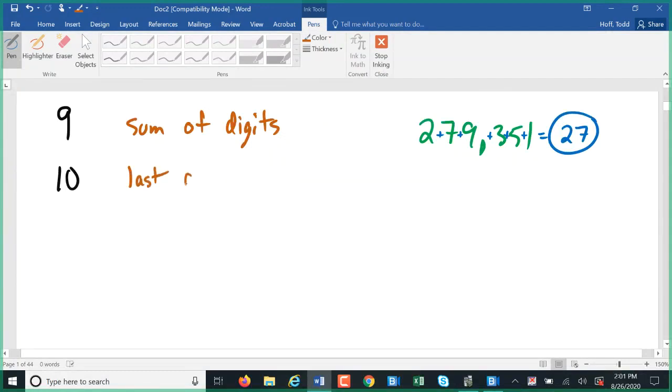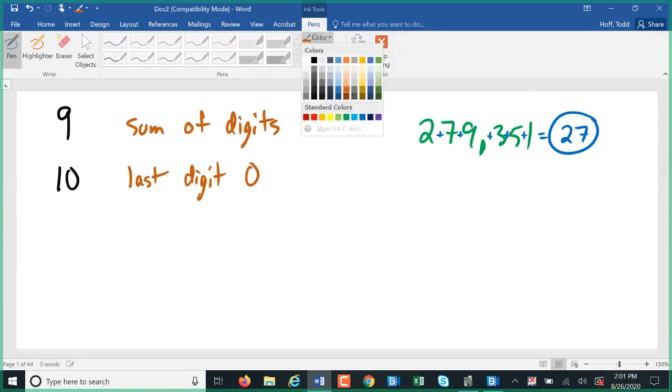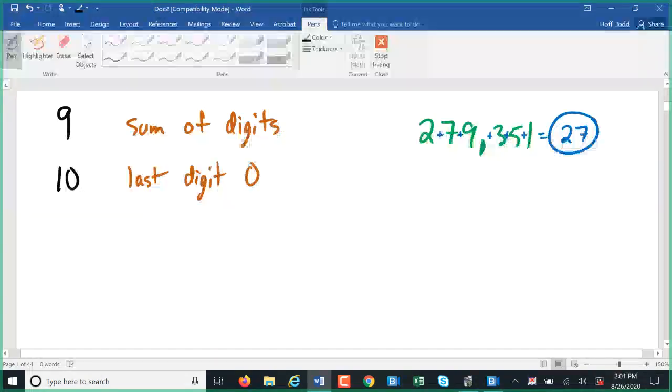10 is 0. Last digit is 0. Good. Perfect. Now, as we get larger than that, there are some divisibility rules for larger numbers, but they get increasingly more complex as we go, so they're really not worth it. The one for 11 is kind of painful. And at this point in life, you've got a calculator, you can just punch it in your calculator, divide by 11, and figure it out way faster.